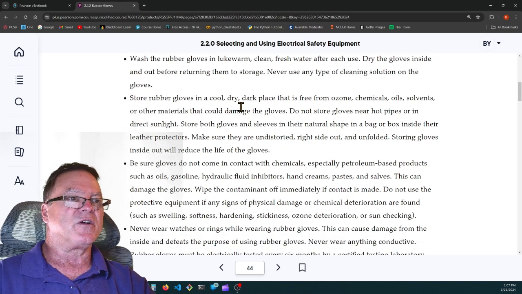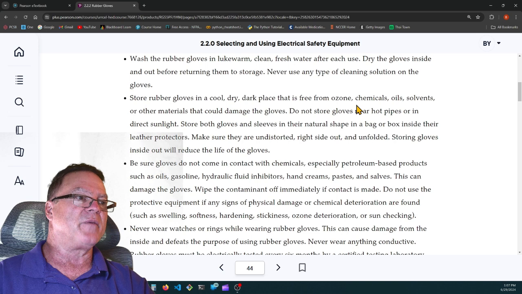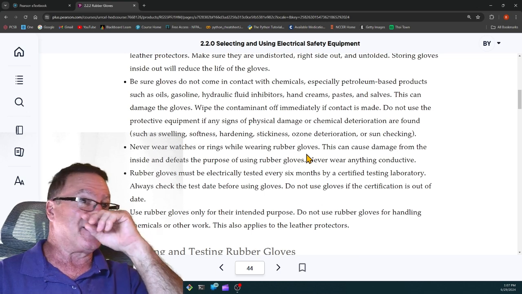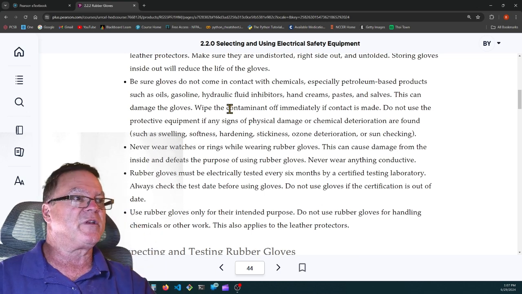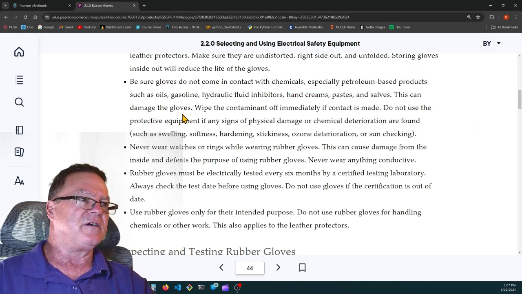Store rubber gloves in a cool, dry, dark place that's free from ozone, chemicals, oils, solvents, or other materials that can damage the gloves. Be sure the gloves do not come into contact with chemicals, especially petroleum-based products such as oils, gasolines, hydraulic fluid inhibitors, hand creams, pastes, or salves. So you should never wear hand cream if you're wearing rubber gloves. These can damage the gloves. Wipe the contaminant off immediately if contact is made.